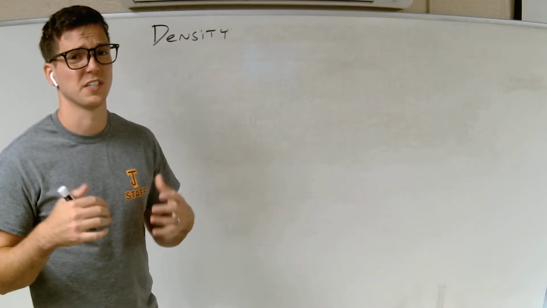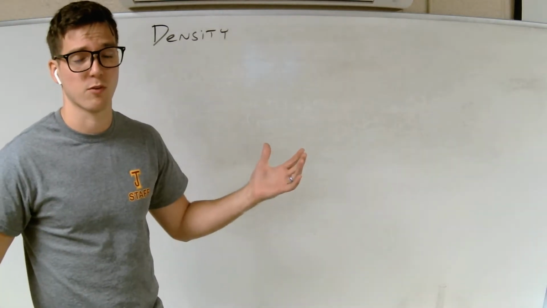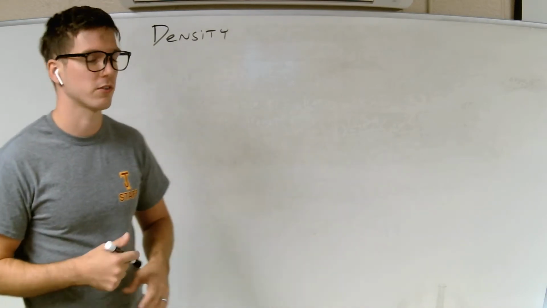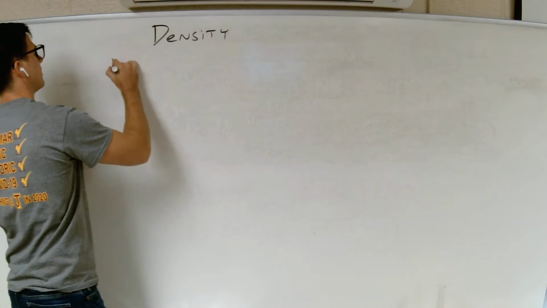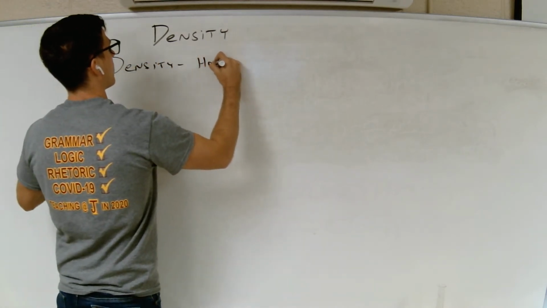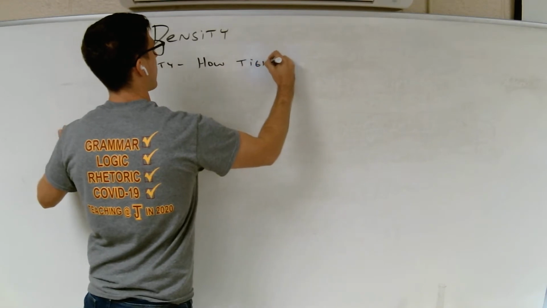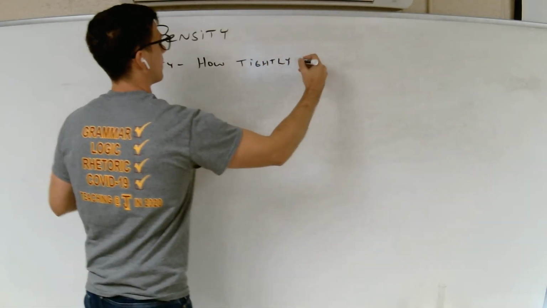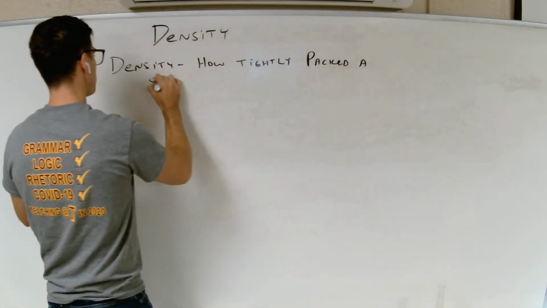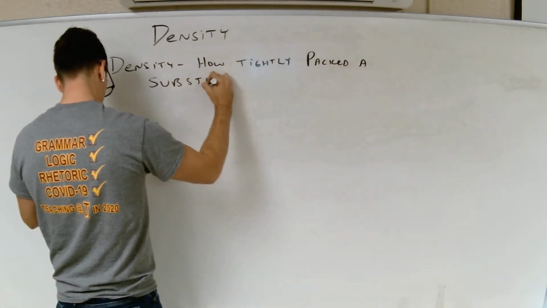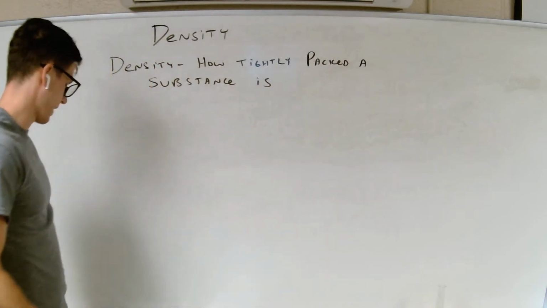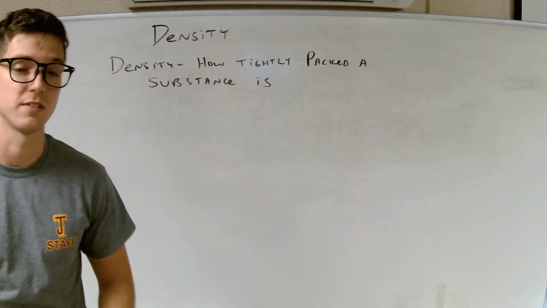Things with really, really low densities are going to be spread out really far apart, so they're going to have a low density. Those are things like styrofoam and corks. All right, so density, let's define it. It is just how tightly packed a substance is.